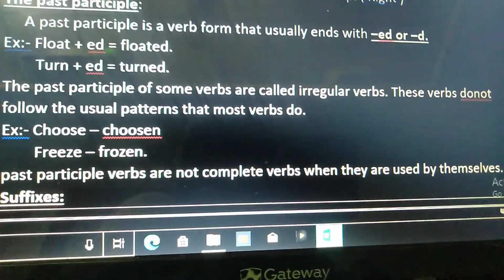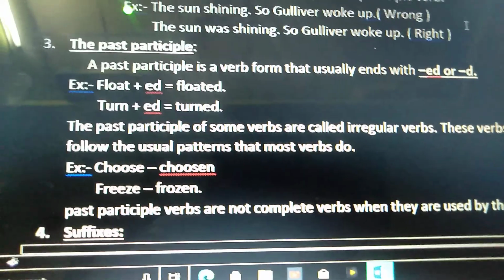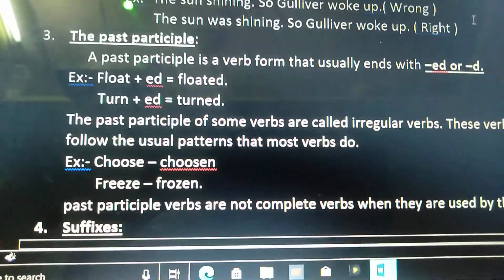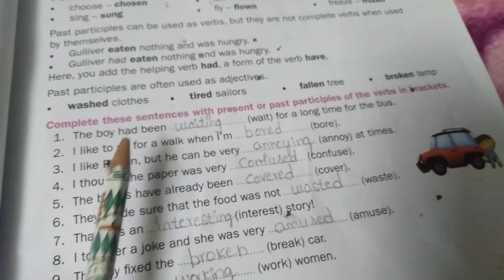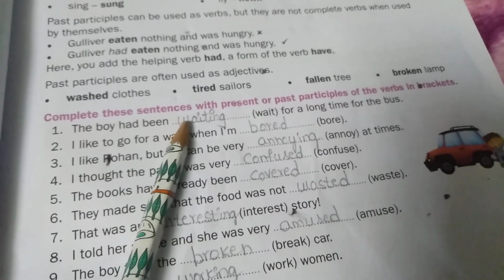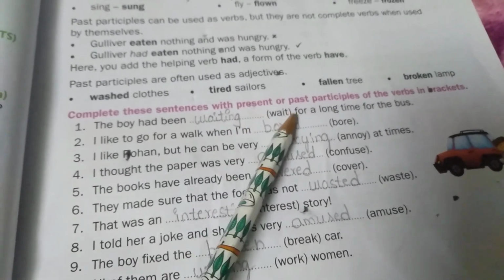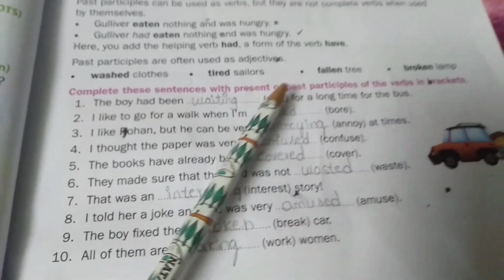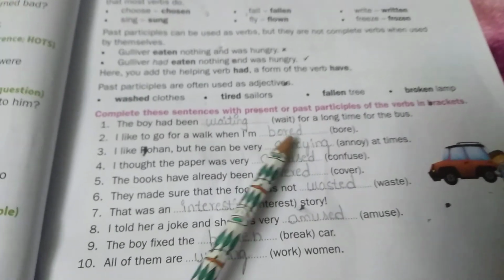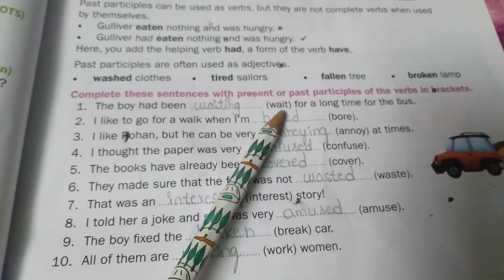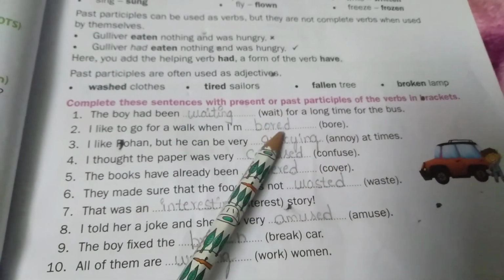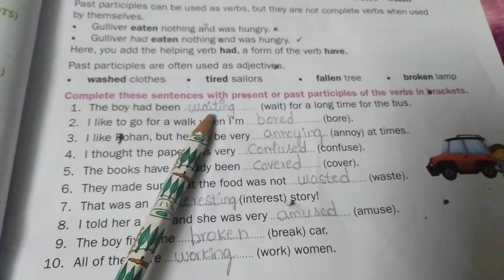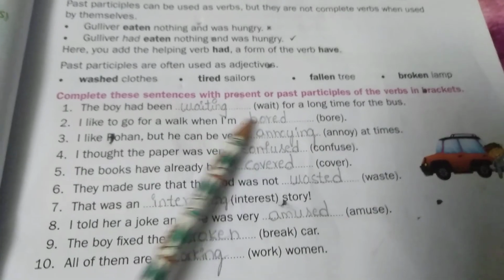So, all of you open your textbooks, children. Open page number 19. We will do the exercise now. Complete these sentences with the present or past participle of the verbs in brackets. In brackets, they have given the present participle as well as the past participle, and we have to complete these sentences using these verbs.